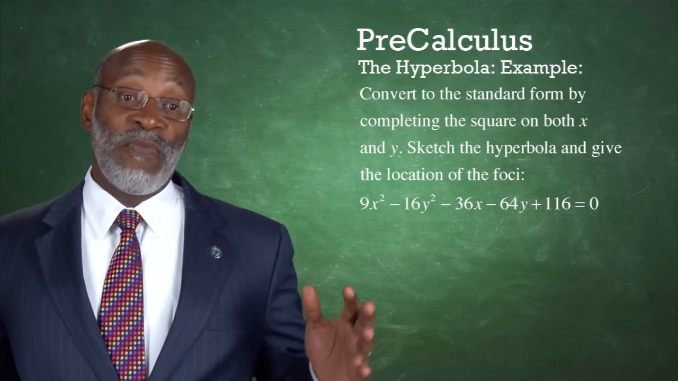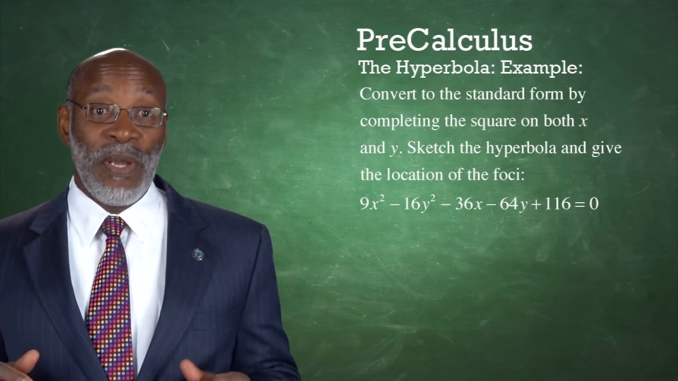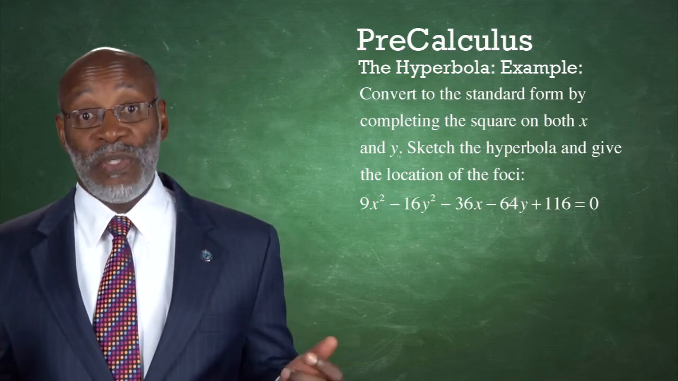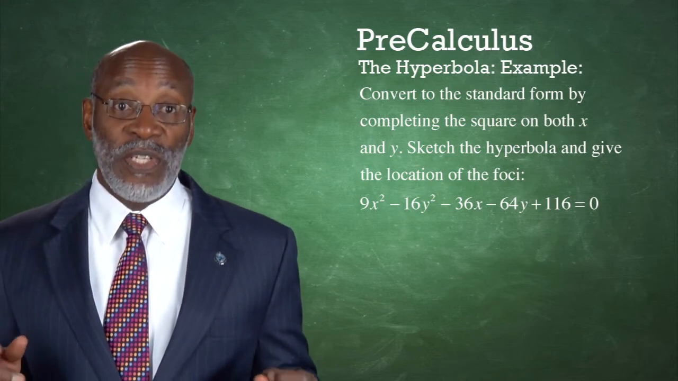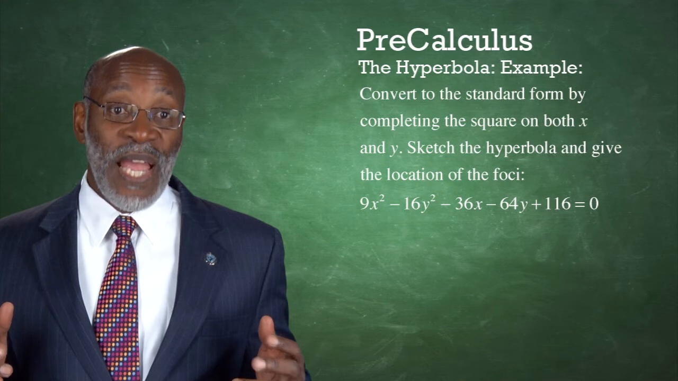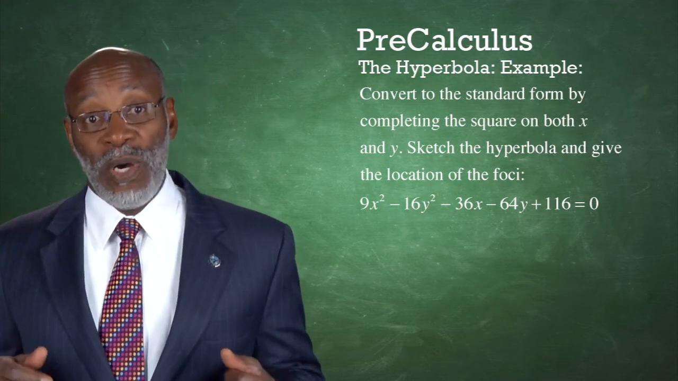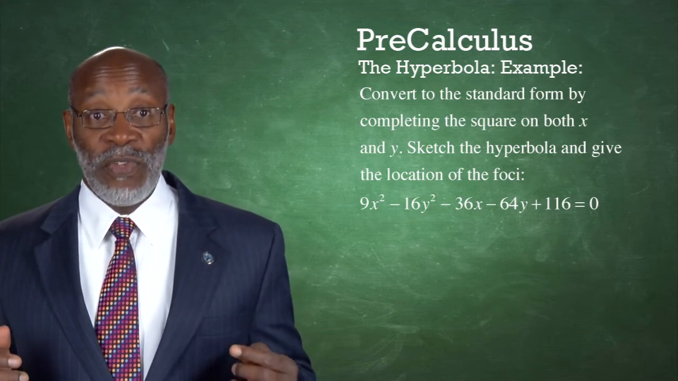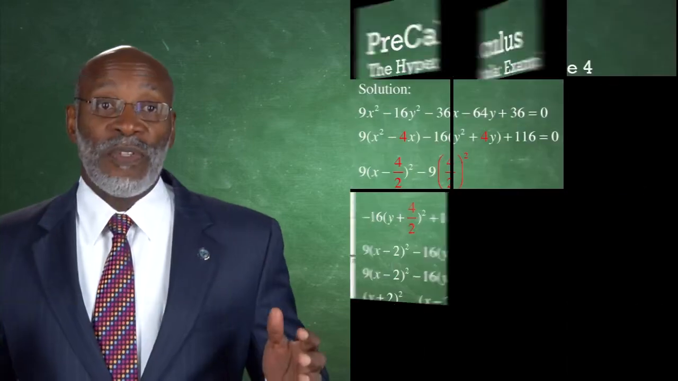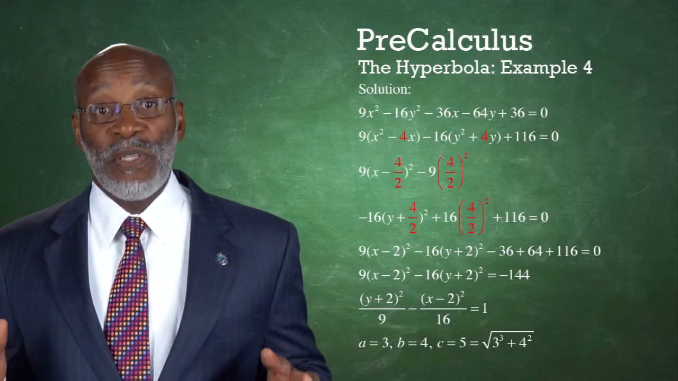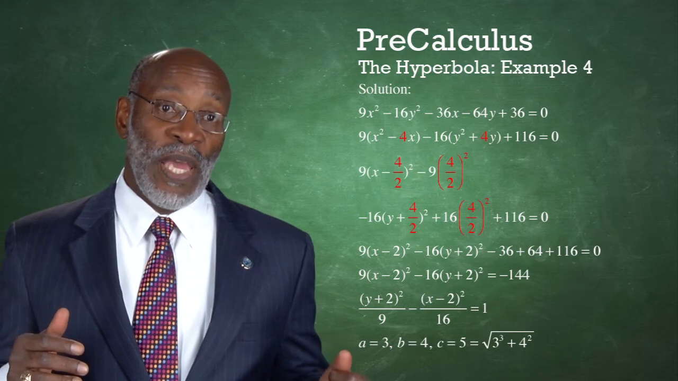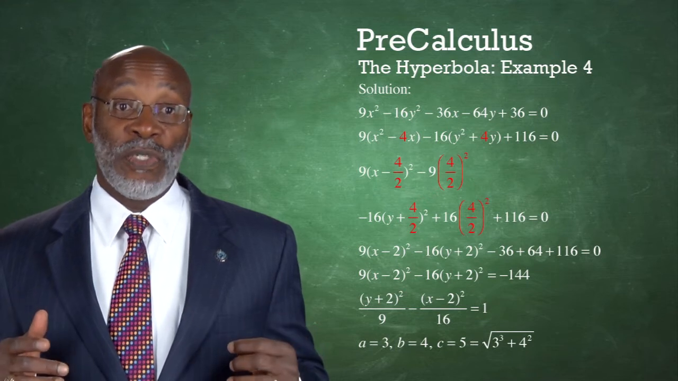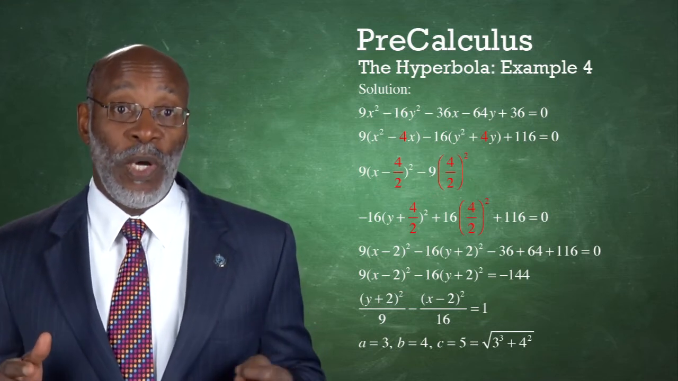Example. Given the equation 9x squared minus 16y squared minus 36x minus 64y plus 116 equals 0, convert to the standard form by completing the square on both x and y. Sketch the hyperbola and give the location of the foci. Solution. We must complete the square on both x and y. Step 1. Make the coefficient of x squared and y squared both 1.